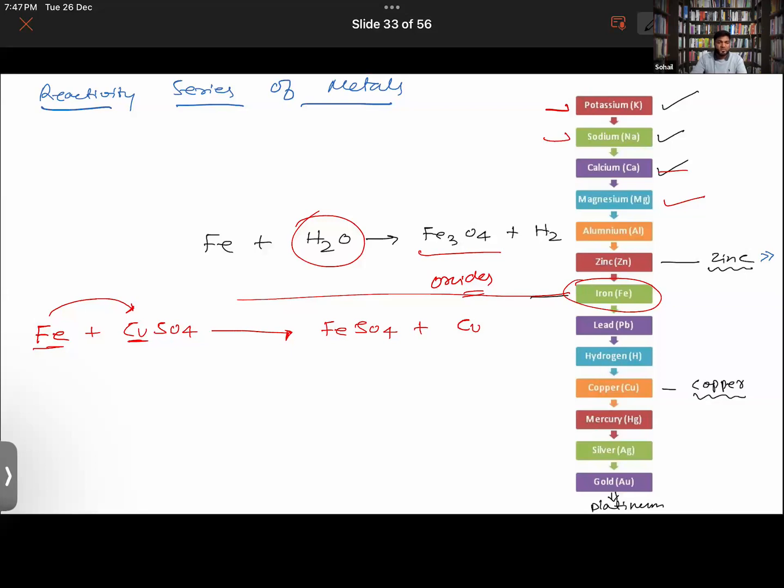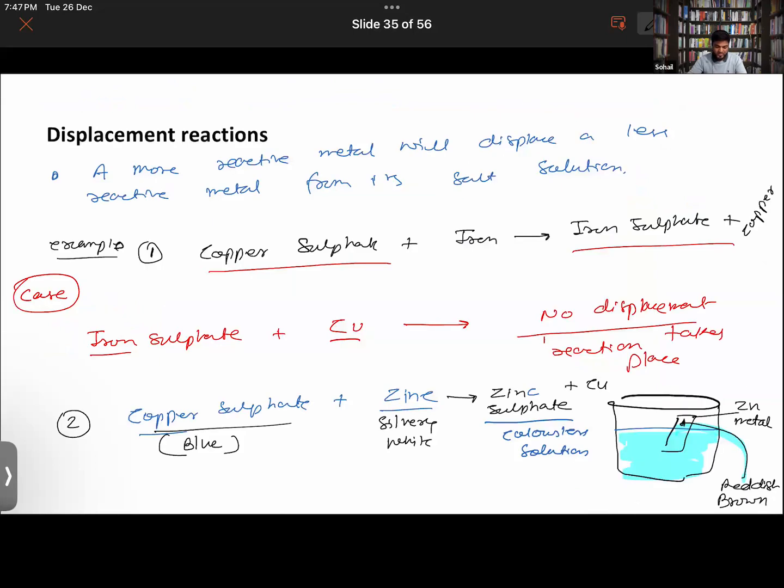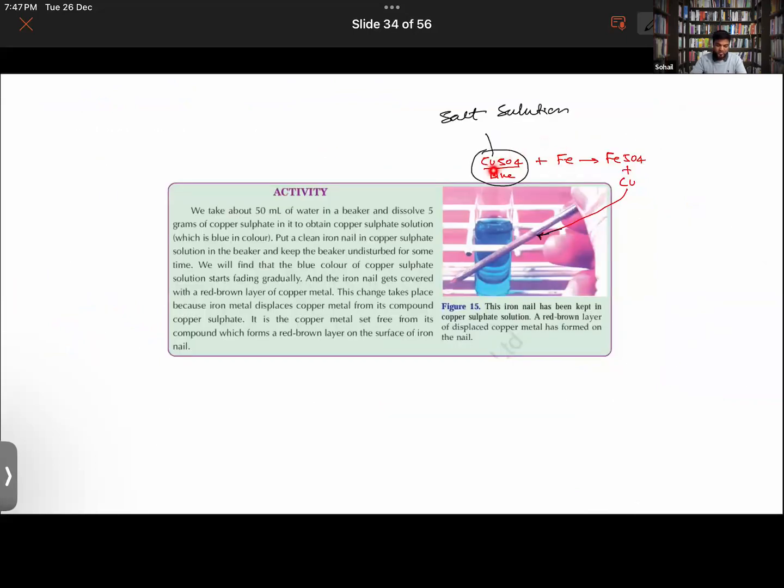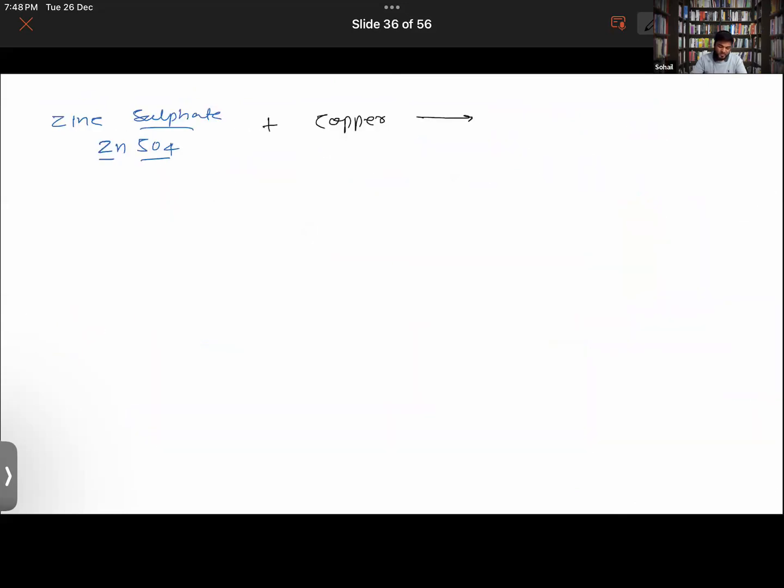We did talk about displacement reaction also, right? Yes, sir. Where a reactive metal was displacing a less reactive metal from its salt solution, like this हमने discuss किया था, right? Here iron is more reactive than copper, hence it displaces it. We had several other examples of it also. Okay, by the way, this zinc sulfate plus copper, will displacement happen here?